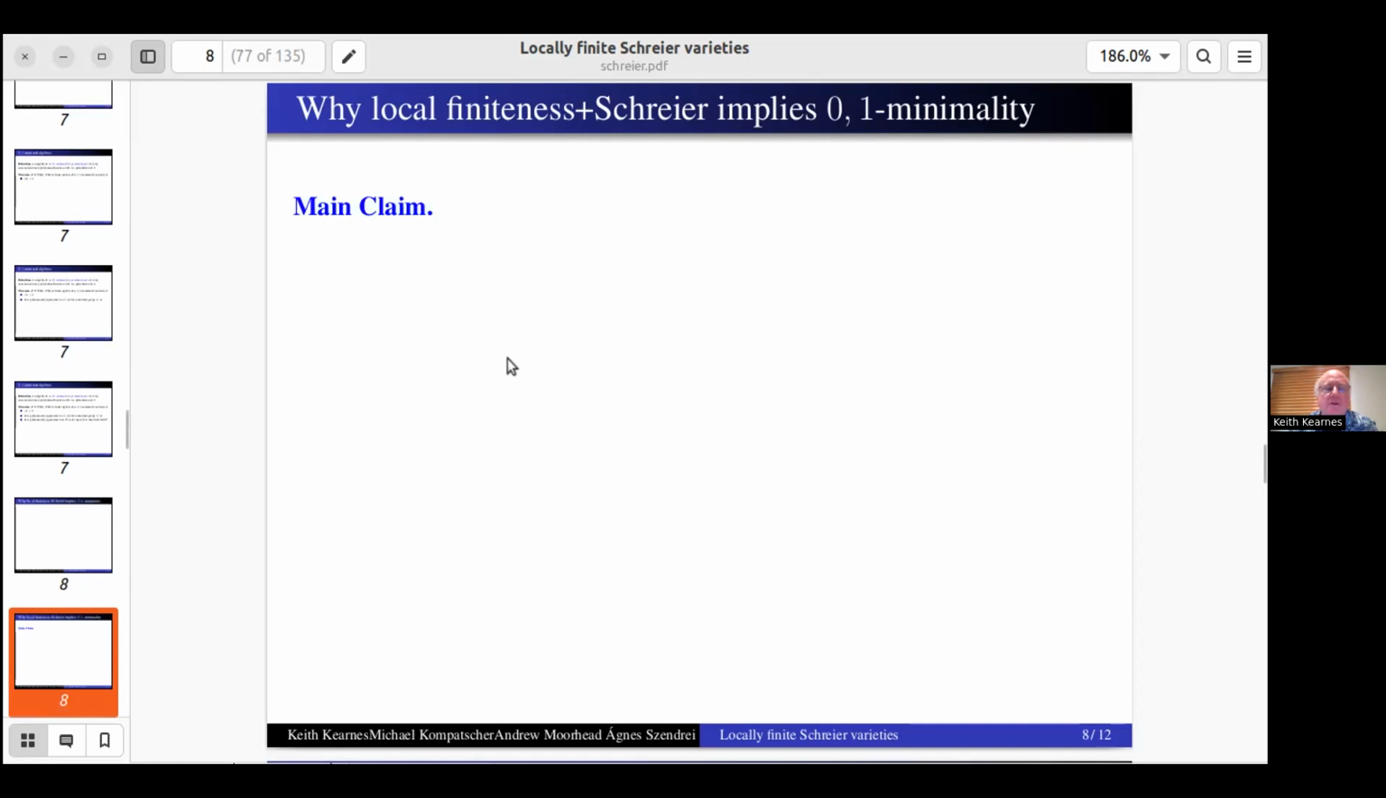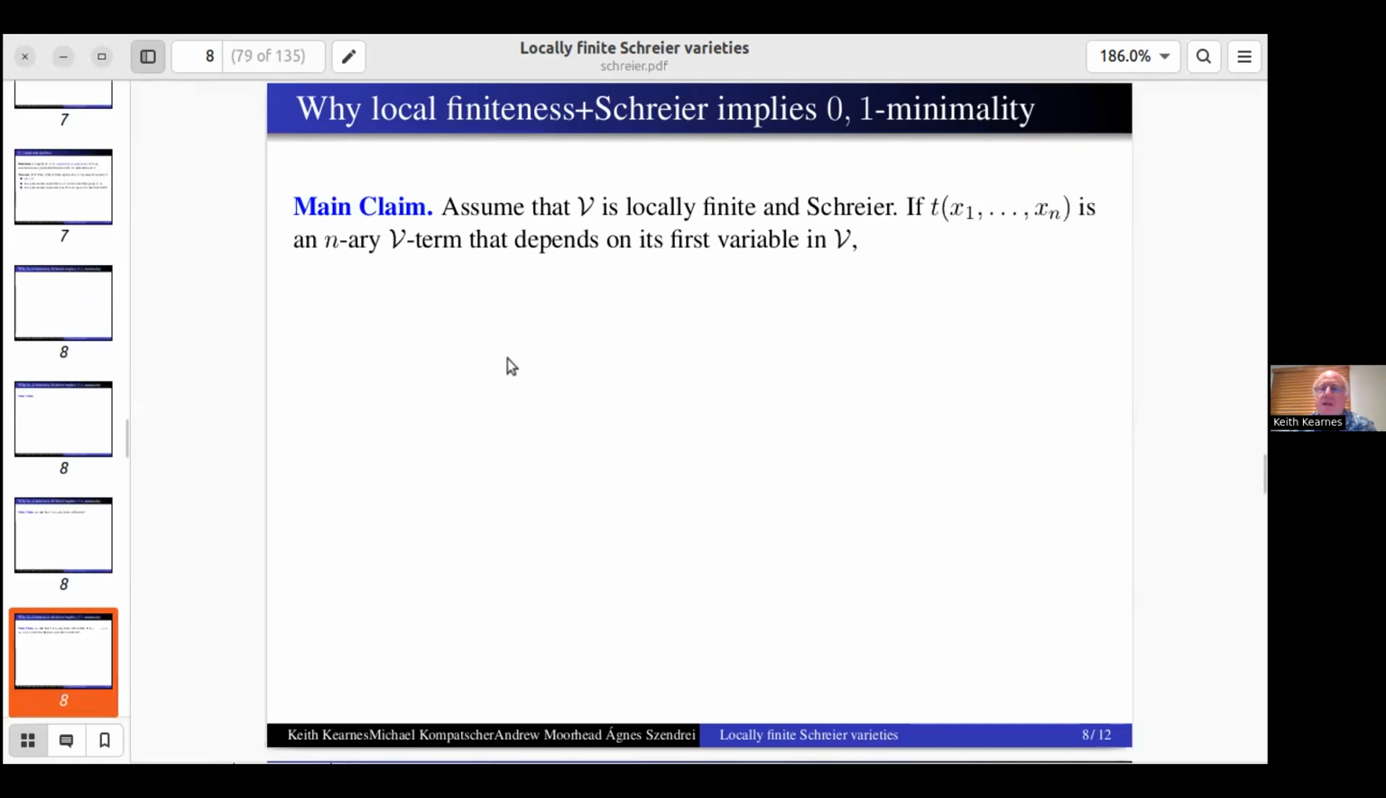Okay, so there's a lemma we have to prove, and this is what does most of the work. I will start with a variety. It's locally finite and Schreier. And I pick a term. I assume it depends on its first variable. Okay, what does that mean? That means somewhere in the variety there's an algebra, and if you interpret this term and get a term operation, that term operation will depend on its first variable. And what does that mean for an operation to depend on its first variable? It means that there are 2 inputs that you can put into the operation which give distinct outputs.